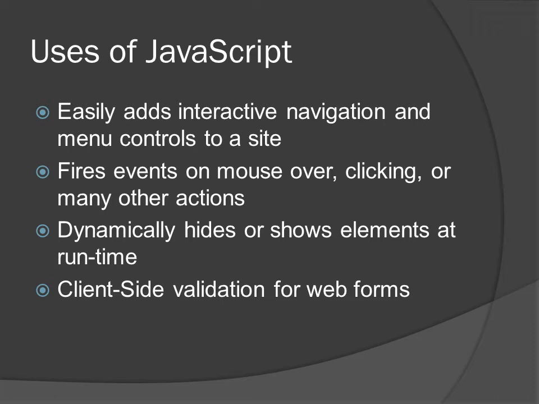It's great for dynamically hiding or showing elements at runtime. Usually in HTML, a div tag can be hidden or shown using JavaScript. This is great, for example, in Amazon when you hover over a book and a description pops up on the page. And it's also very useful in client-side validation for web forms to ensure that correct data has been entered.